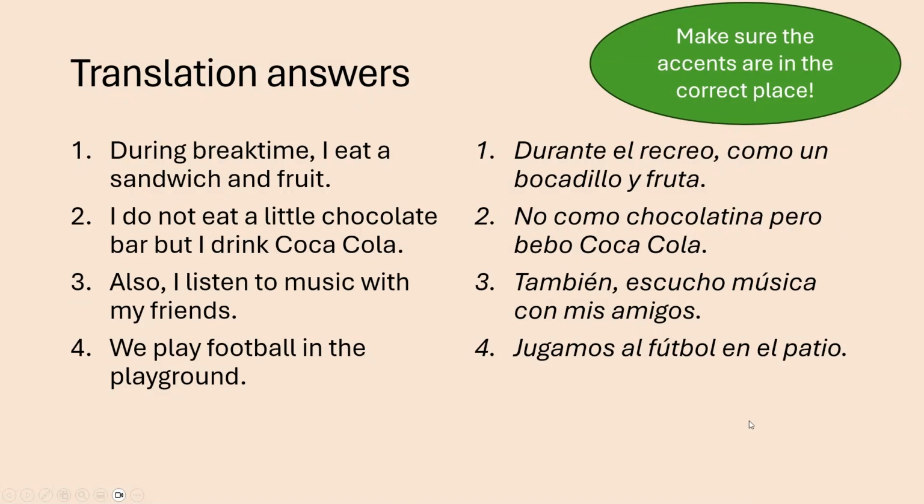If you have finished with a bit of time, I would like you to go and create some sentences as to what you do at break time. Okay, so we'll come up with 3 sentences as to what you do at break time, 1 positive, 1 negative, and maybe 1 that includes a different pronoun.